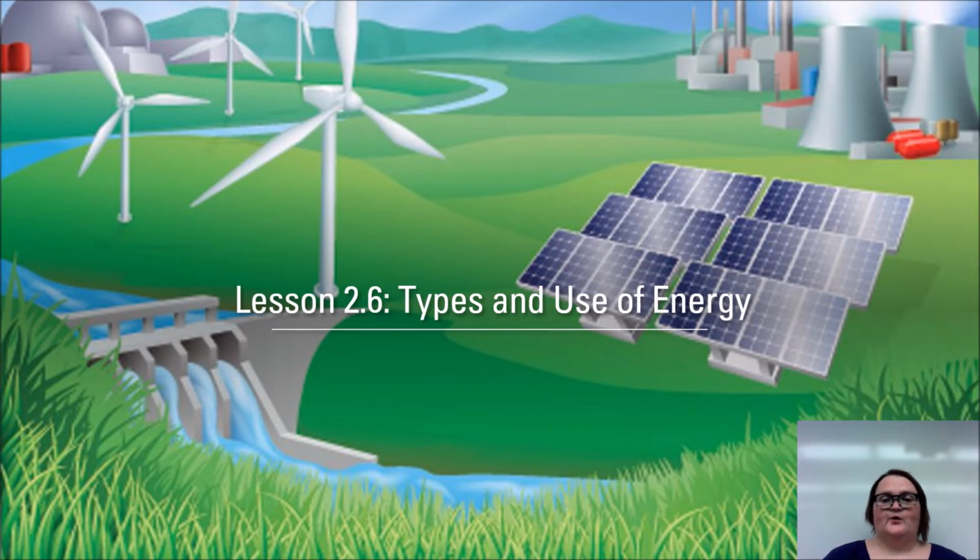Hi everybody, and welcome to Lesson 2.6, Types and Uses of Energy. The content in this video is aligned to the third edition of Environmental Science for AP and covers information from College Board Units 6.1, 6.2, 6.3, and 6.4.